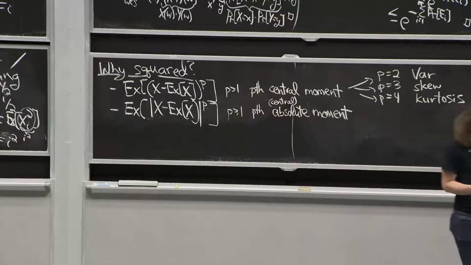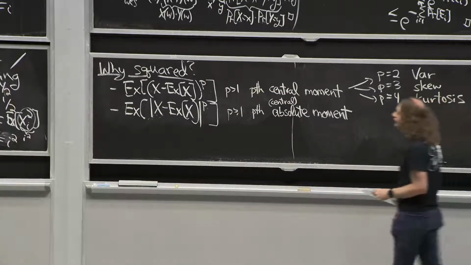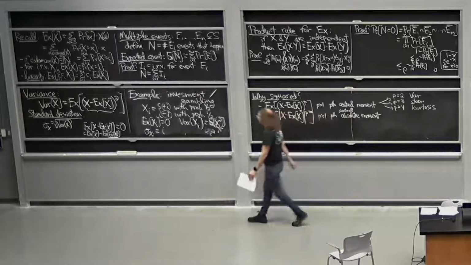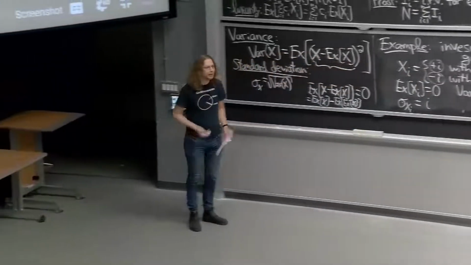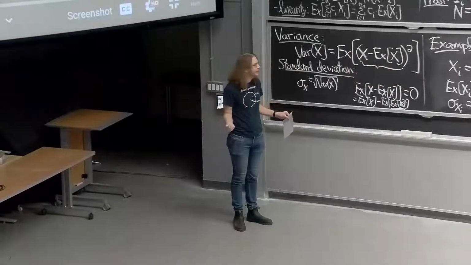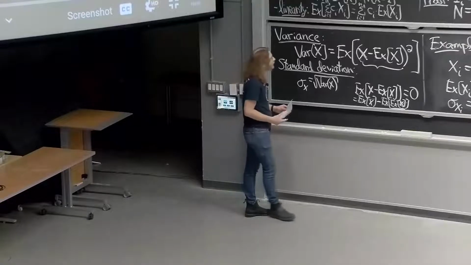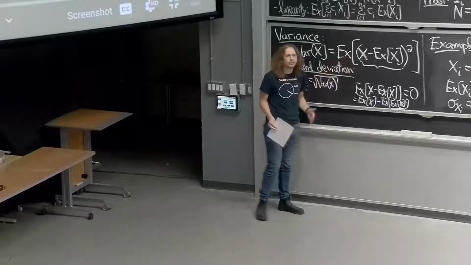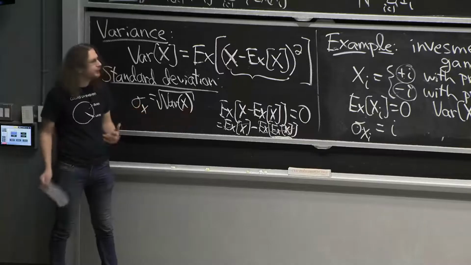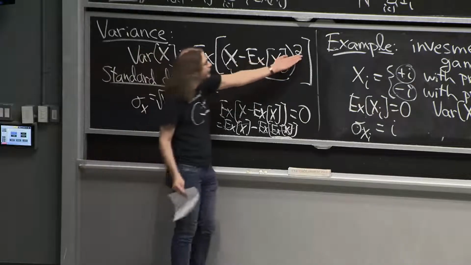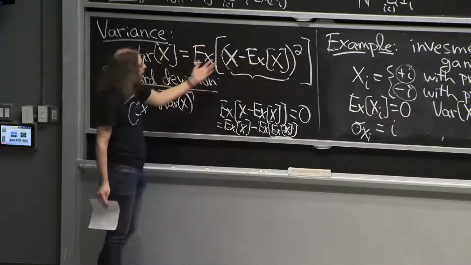OK. They give you different things because this square is exaggerating larger differences, right? If you square something that's big, it has a bigger impact than if you square something that's small. So if you care about deviation from the mean, and you care a little more about big deviations than small deviations, then raising this to some power is a meaningful thing, and that's why we do it.